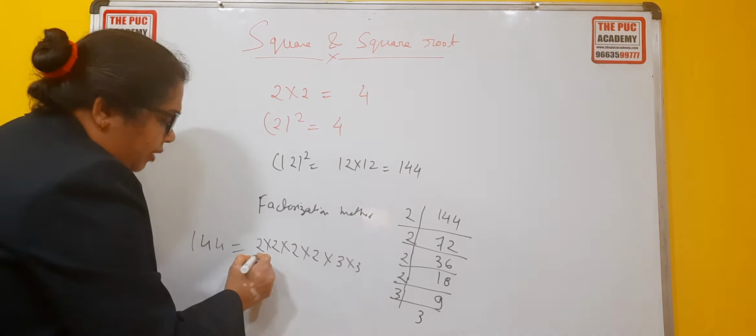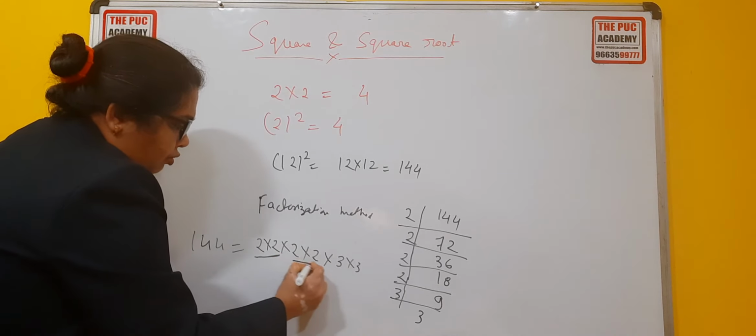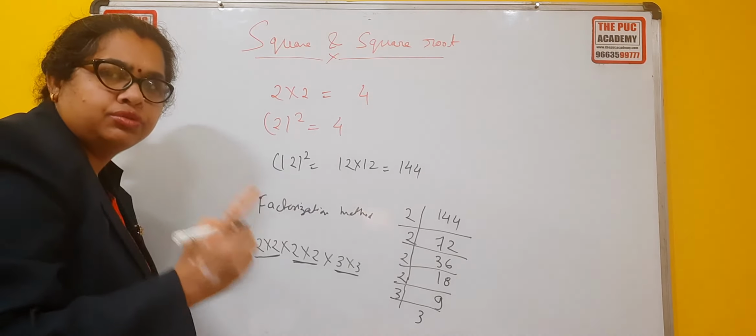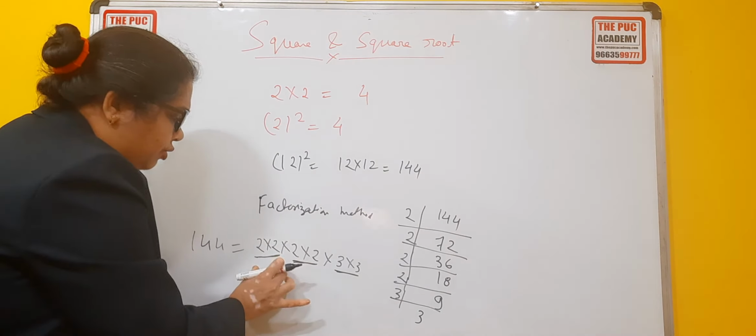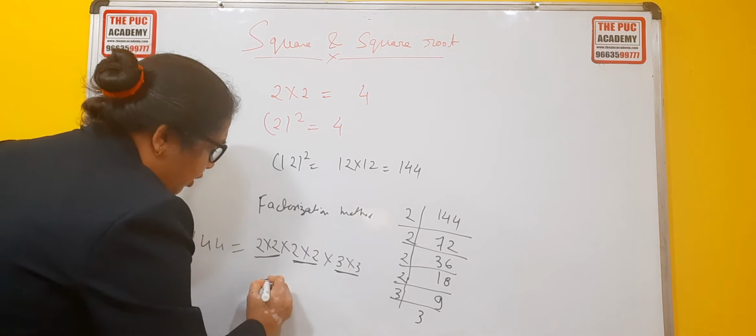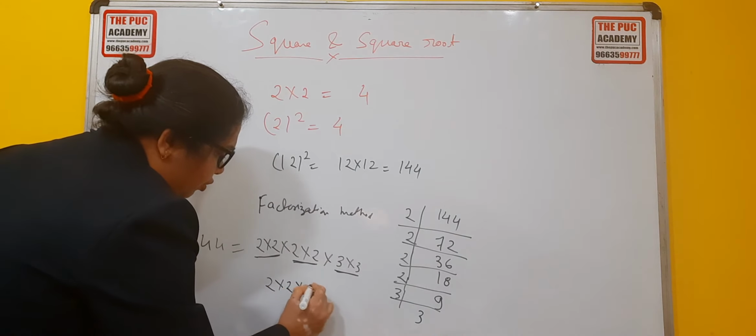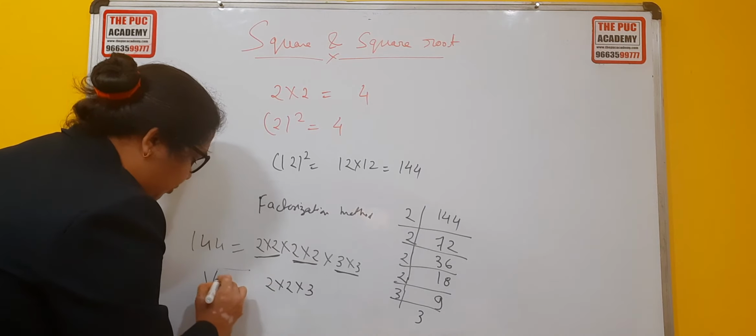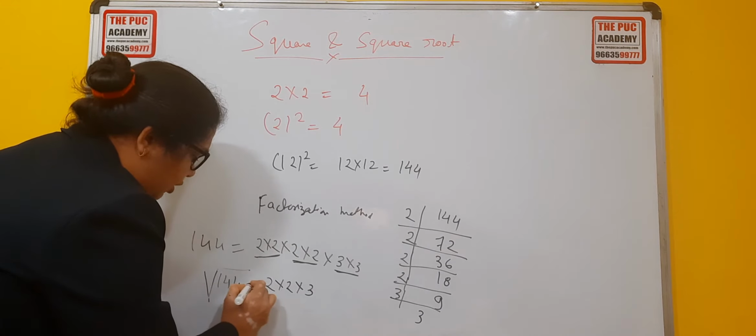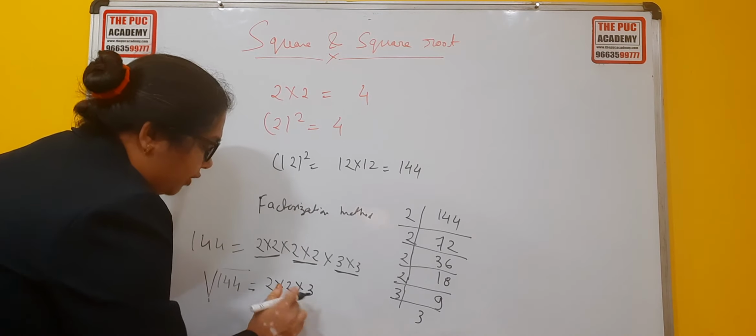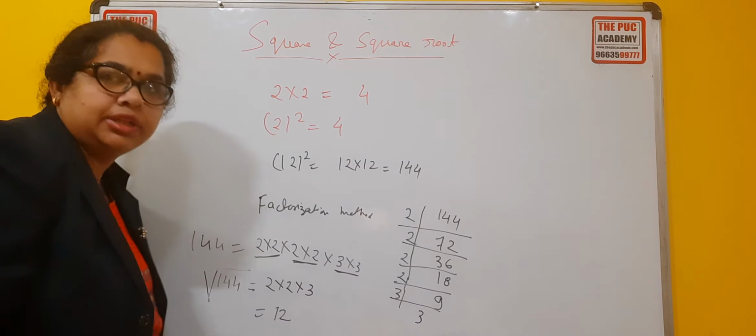Now here we have to make a set of 2, 2. We have to make a set of 2, 2 from each group. Like 2 into 2, we have 2 times, so we have to write 1 time. So 2 into 2 into 3. Square root we represent by this symbol. So the square root of 144 is 2 into 2 into 3. That is nothing but 2, 2 is 4, 4 times 3 is 12 children.